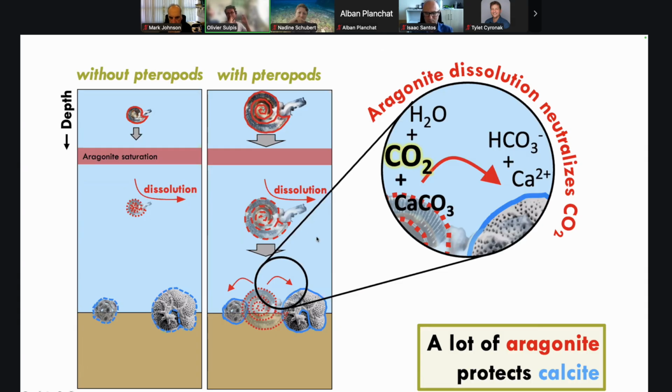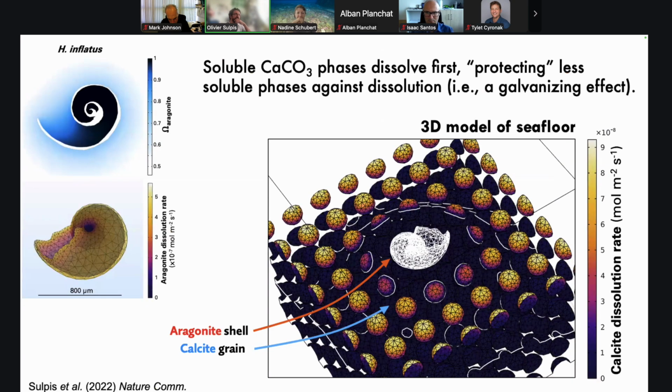So it's really the same relationship that we see between all those minerals. When they are together, we always have the more soluble ones that go away first, and it's a very altruistic behavior because by doing so, they help the more stable one to be preserved even more. So it's something that I tried to model a couple of years ago.